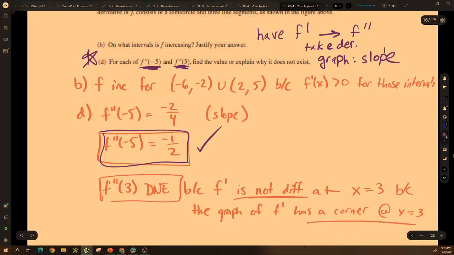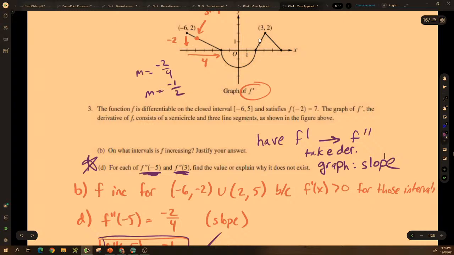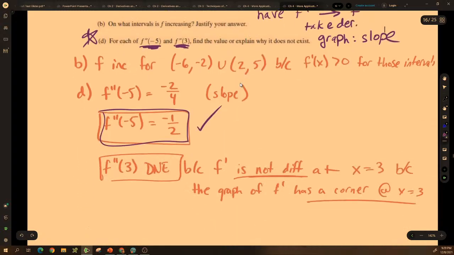Now for f double prime of 3, I want to find the slope of this graph at 3. Well, at 3, we're making a corner. I can't take the slope at a corner. So this is DNE. It doesn't exist. Why? Because the graph is making a corner. But don't just say that. Say because f prime is not differentiable. That's what I really want you to see.